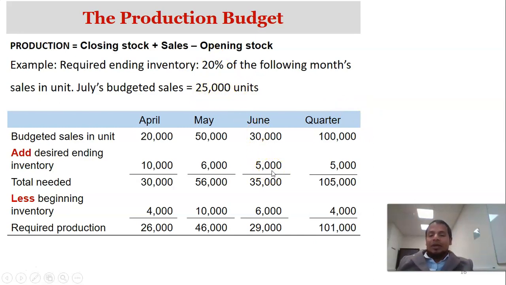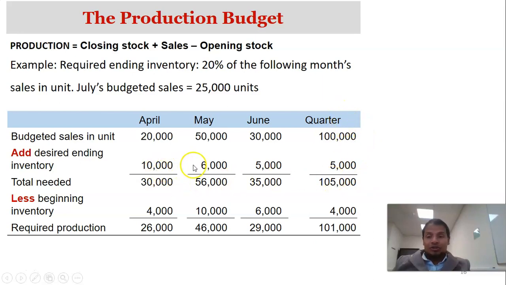All right, and what's the ending of the quota? When the quota ends, actually. The quota starts from 1st of April and ends on 30th of June. So when the quota ends, that is the ending inventory of the quota. Quota is ending on 30th June, so 30th June ending inventory is 5,000. So 5,000 is the ending inventory of the quota.